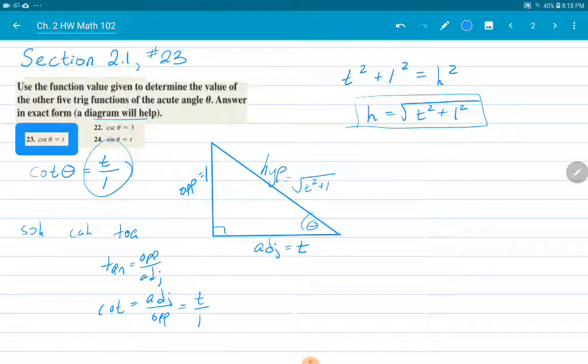Actually, I can simplify it a little further because I don't have to write the square on the 1. I can just say t squared plus 1. All right, so that gives us hypotenuse, opposite, and adjacent, so I can find those other trig functions.